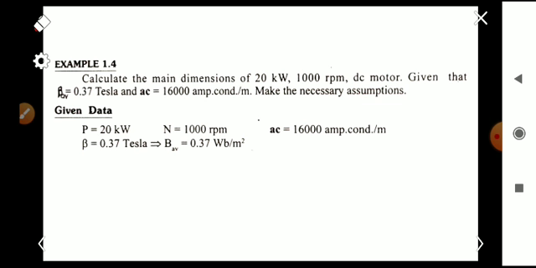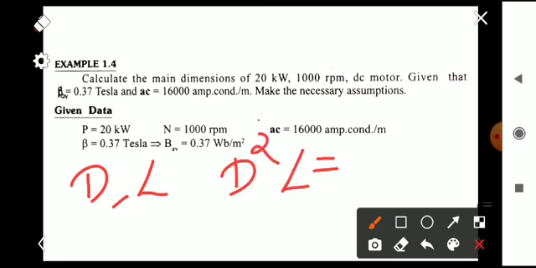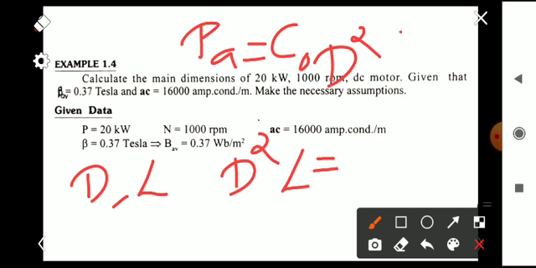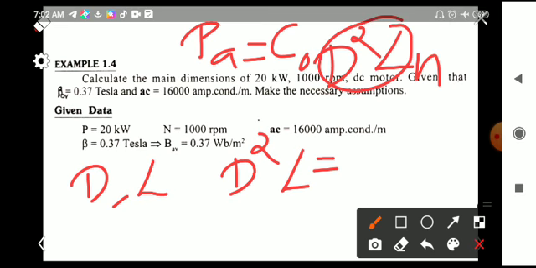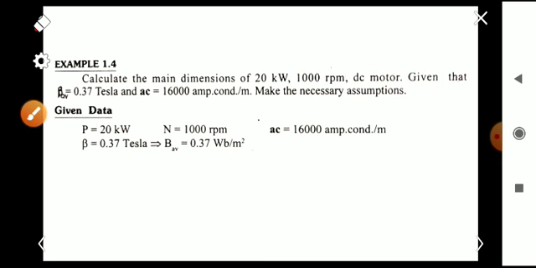Okay, so here we have to calculate D and L, the main dimensions. So we know that the way to find the main dimensions D and L is, first we have to find the value D square L from the output equation, that is the generator power. Armature developed generator power in the armature Pa is equal to C0 D square Ln. So from that we have to find the value of D square L, and we have to separate this D and L using any ratios. Okay, so that's the method.